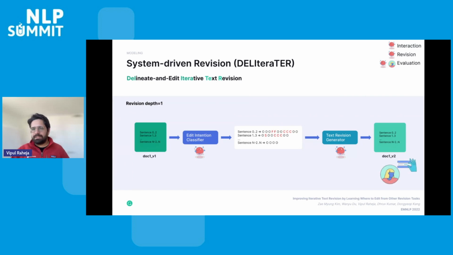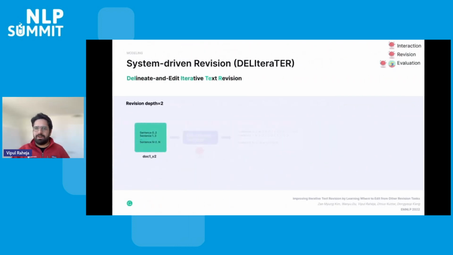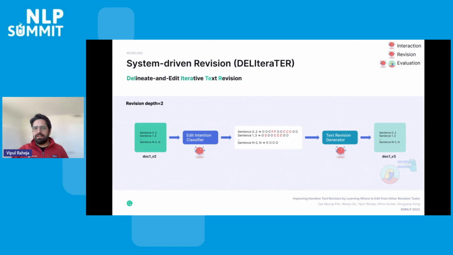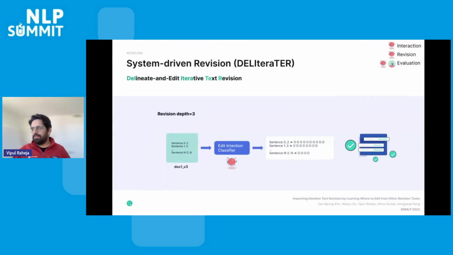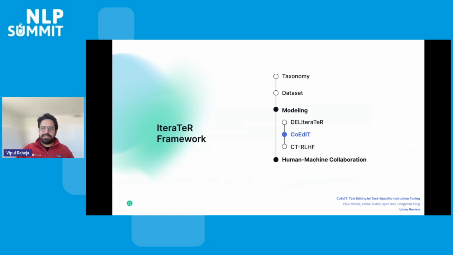And this process will repeat for a few iterations, till the system predicts that there are no more revisions to be made, leading to the final version. So as you can see, this is predominantly system driven, and the user was just able to maybe select. In a real world setting, the user might just be able to accept or reject the suggestions made by the model.